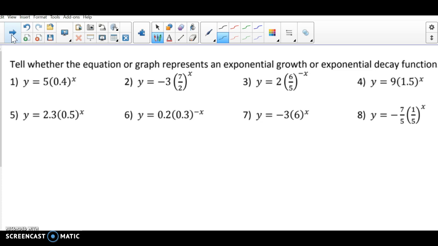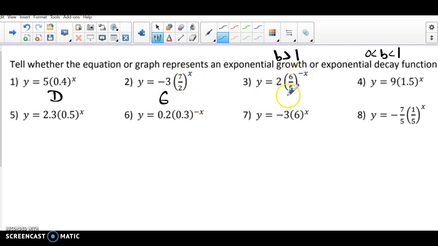Tell whether each equation or graph represents an exponential growth or an exponential decay. Remember, for growth, b has to be greater than 1. For exponential decay, b has to be greater than 0 but less than 1. Positive exponent, that's less than 1, so that's a decay problem. Positive exponent, that's greater than 1, so that's a growth problem.